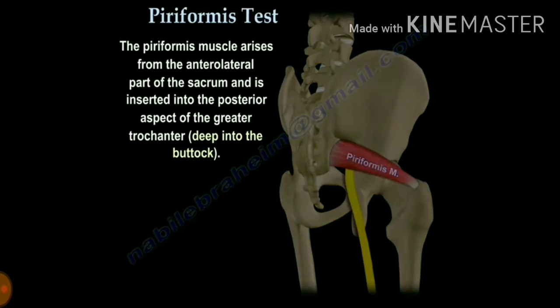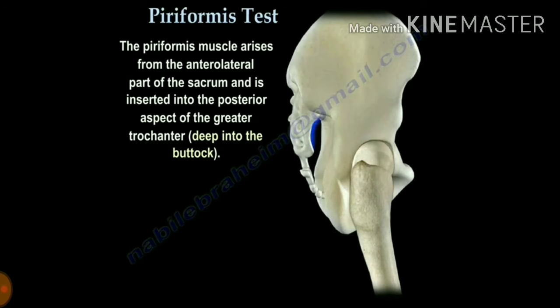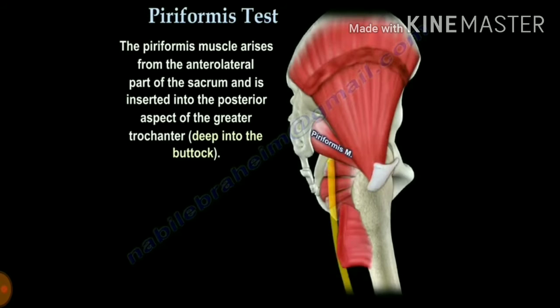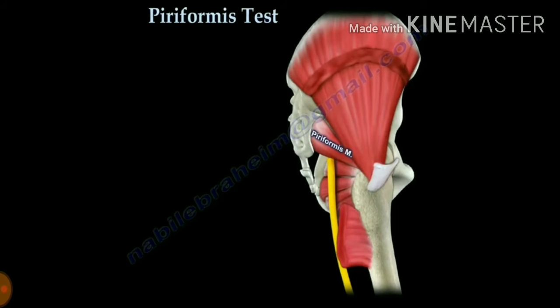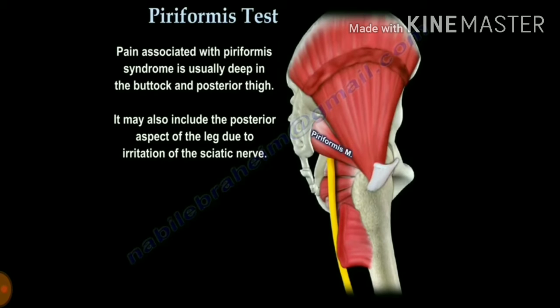The piriformis muscle arises from the anterolateral part of the sacrum and is inserted into the posterior aspect of the greater trochanter, deep in the buttock. The pain associated with piriformis syndrome is usually deep in the buttock and the posterior thigh. It may include the posterior aspect of the leg due to irritation of the sciatic nerve.